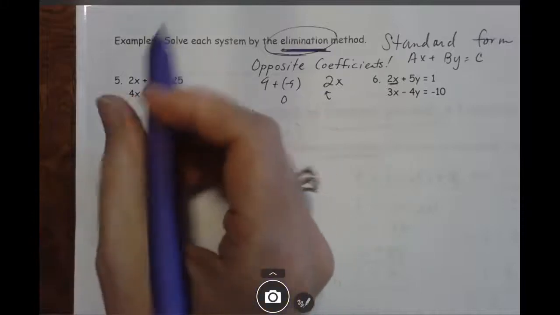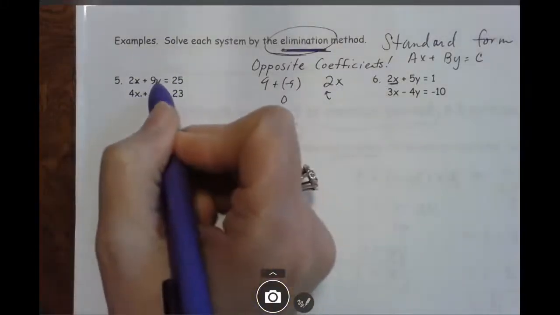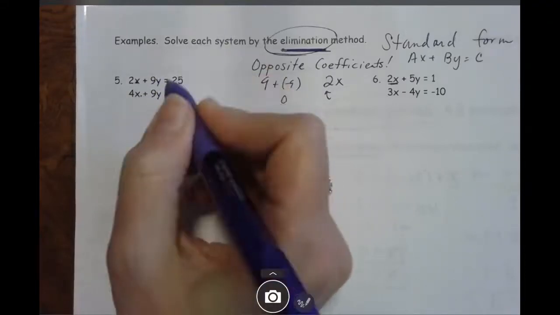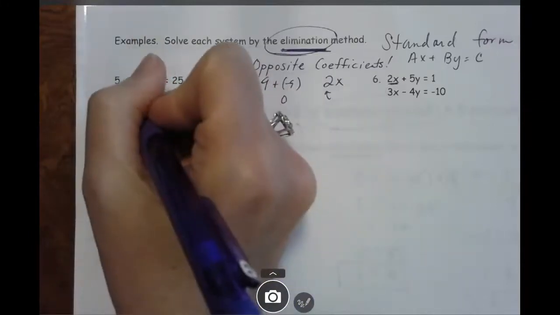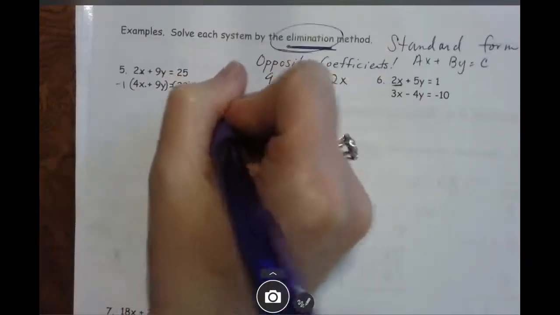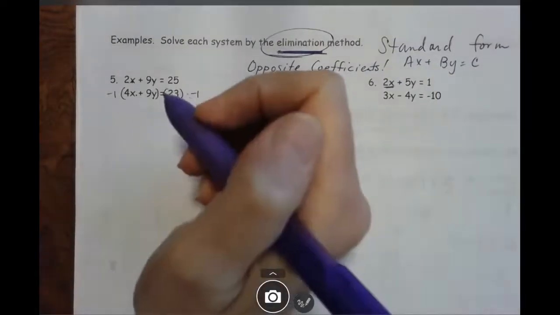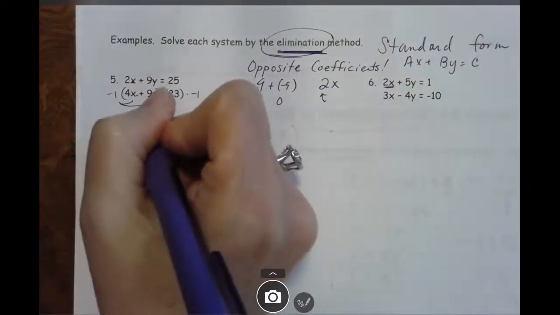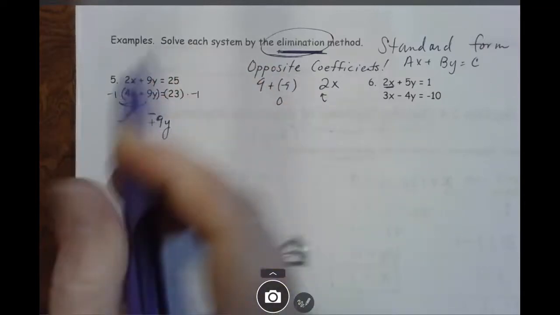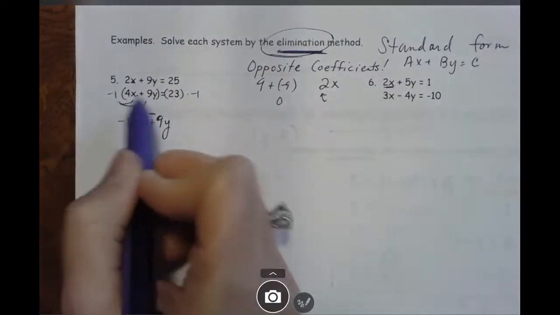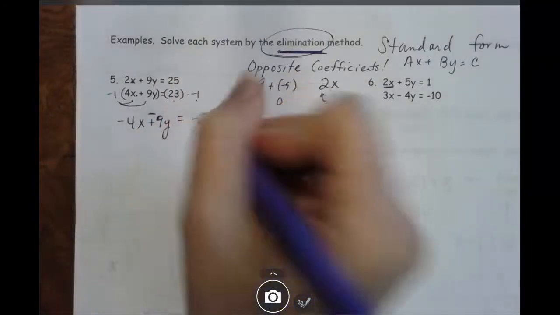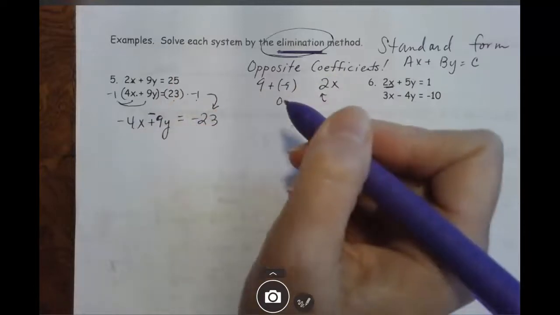So when we look at number 5, we've got 2x and 4x. We've got 9y and 9y. Those aren't opposite coefficients. Those are same coefficients. So what if we multiply this bottom equation by negative 1, and remember, whatever we do to one side of an equation, we have to do to the other. This will, when we use the distributive property, give us some opposite coefficients. So negative 1 times 4x, negative 4x, negative 1 times 9y, negative 9y, equals negative 1 times 23, negative 23. So we just transformed that bottom equation.